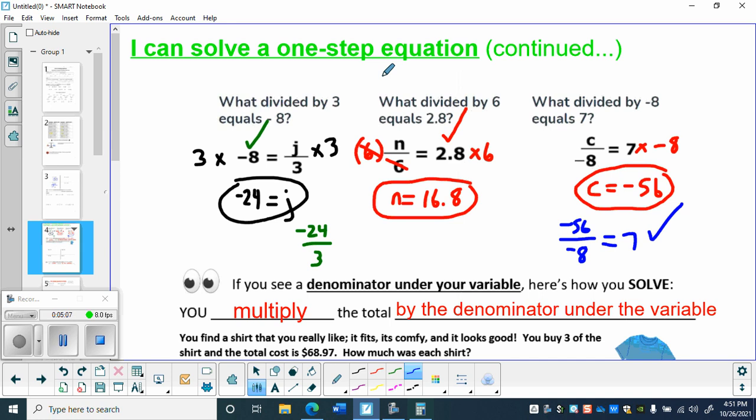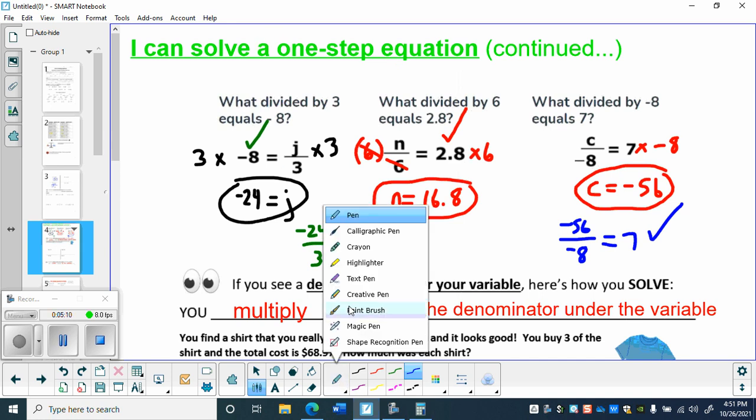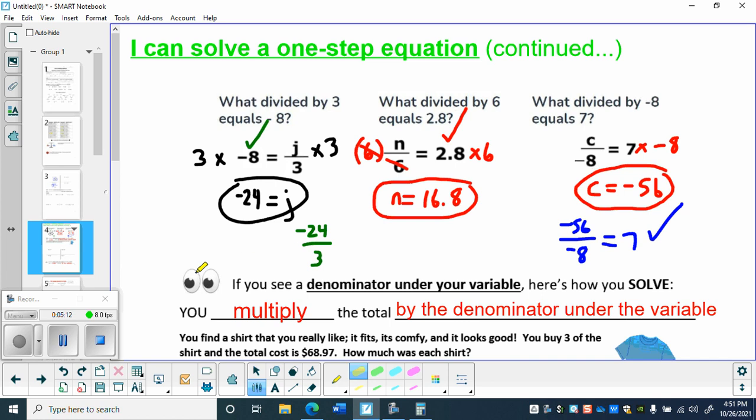So to formalize here, if you see a denominator under your variable, okay, this unit is all about recognizing what you see so then you know what to do. So if you see a denominator under your variable, here's what you do. You simply multiply the total by the denominator that you see under the variable. If you see a denominator of 3, you multiplied both sides by 3. When you see a denominator of 6, we multiplied both sides by 6. And when we see a denominator under our variable of negative 8, we just simply multiplied that total by that denominator.